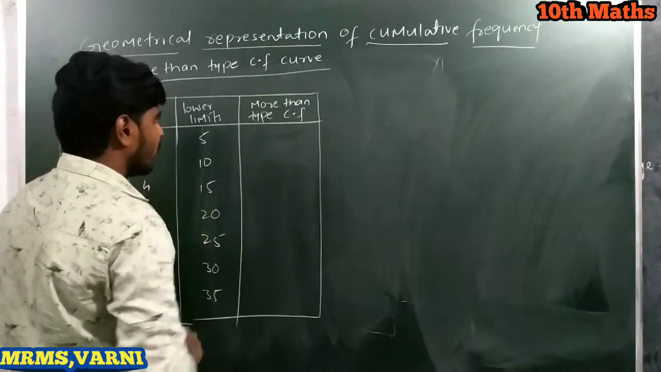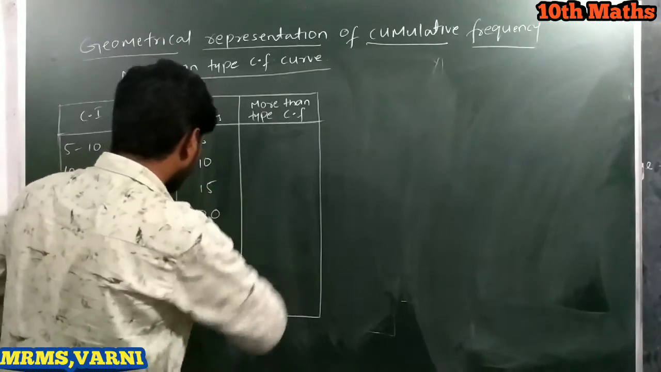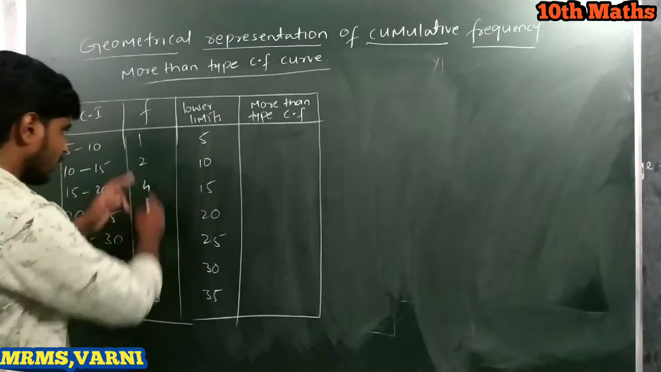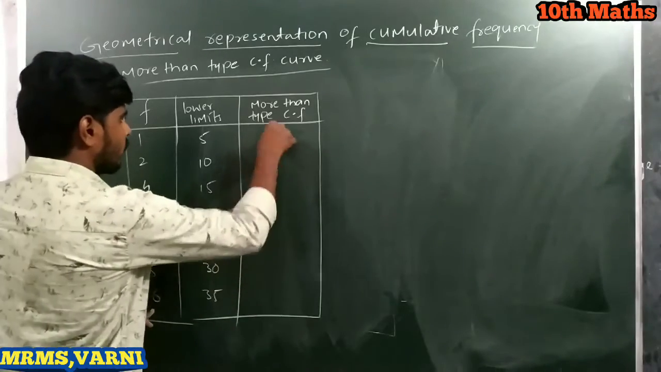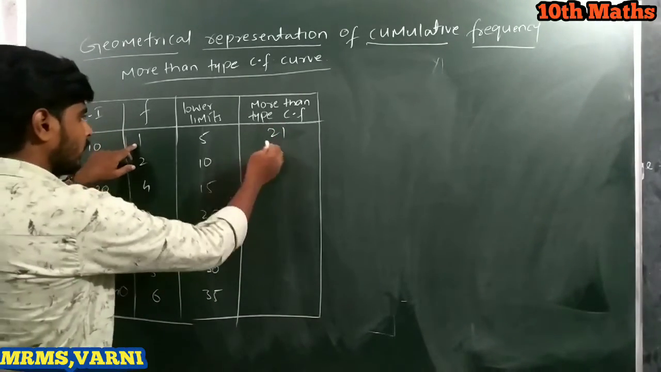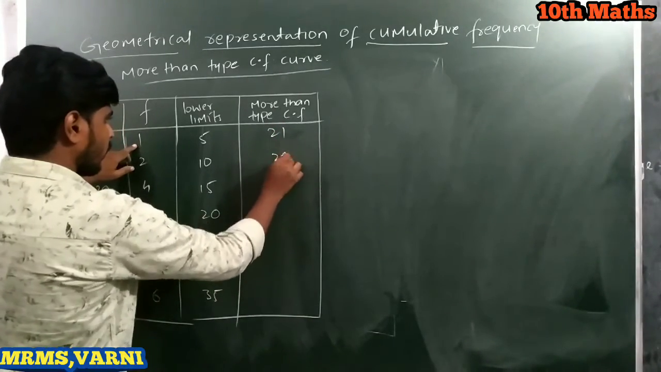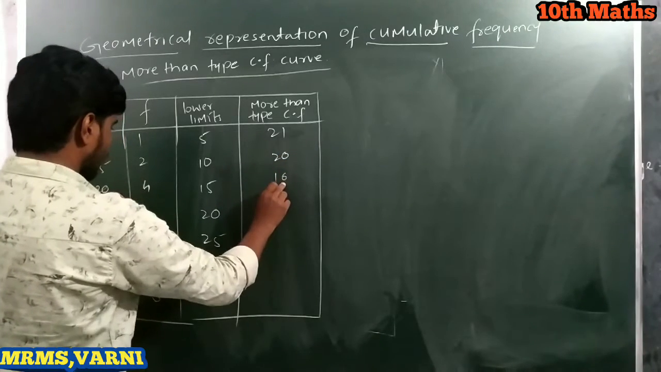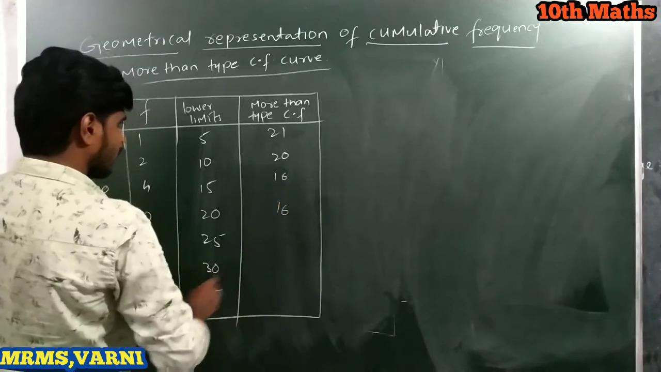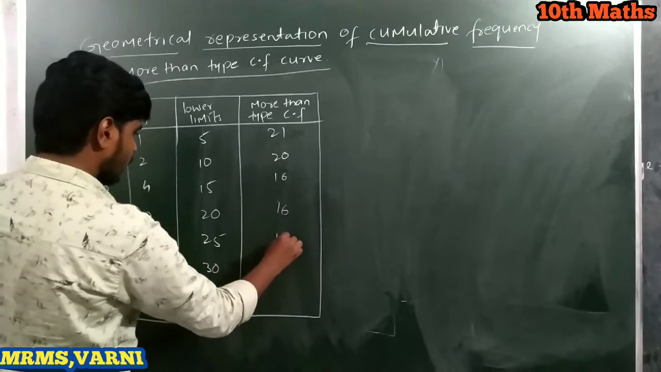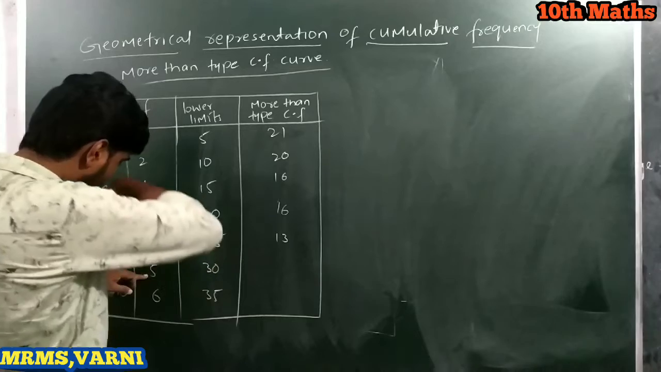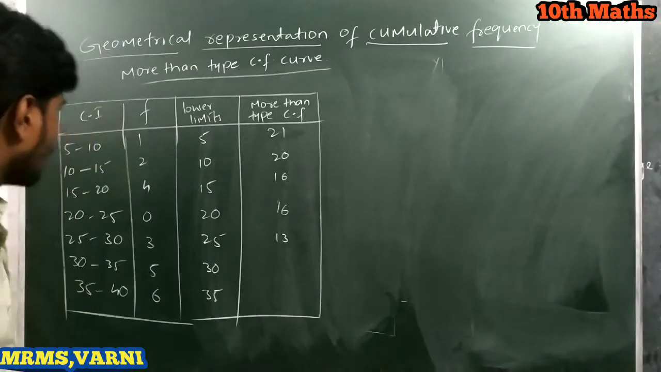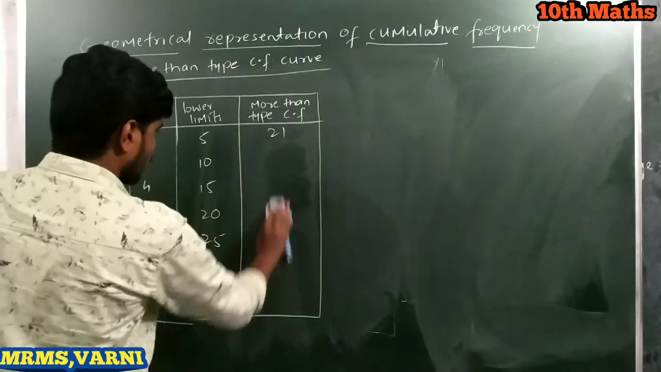So how do we find the more than frequency? More than CF. We can take from downwards, or else we can take upwards also. What is the sum of all these? It is 21. Okay. 21 minus 1, 20. 20 minus 4, 16. 16 minus 0, it is 16 as it is. 16 minus 3, it is 13. 13 minus 5, wait, we have done a mistake here. I think we have done a mistake. So sorry.